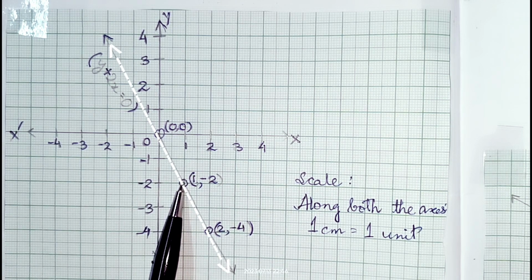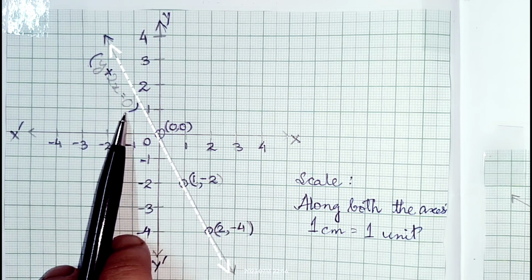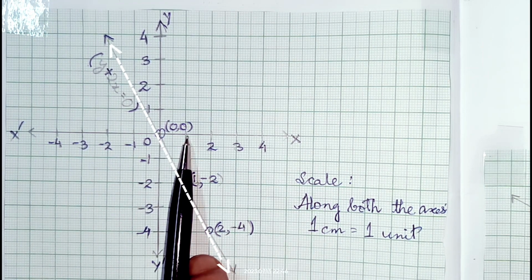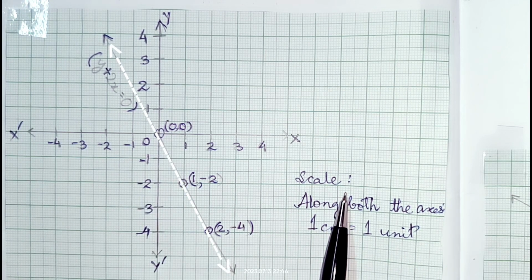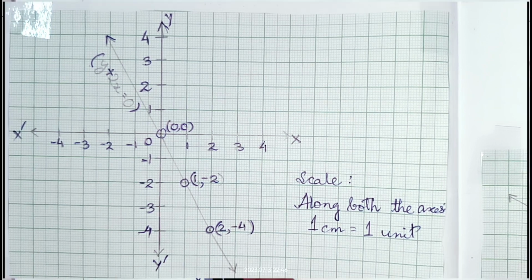Since we got the graph from the equation y + 2x = 0, we should write it here. And in the scale, as we have taken 1 centimeter equal to 1 unit in both cases, you should write along both the axes: 1 centimeter = 1 unit.